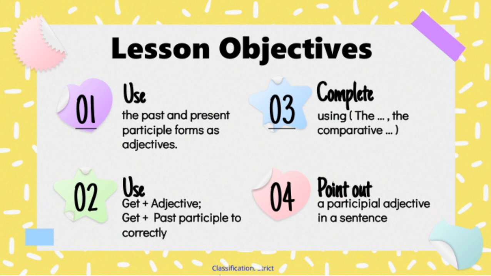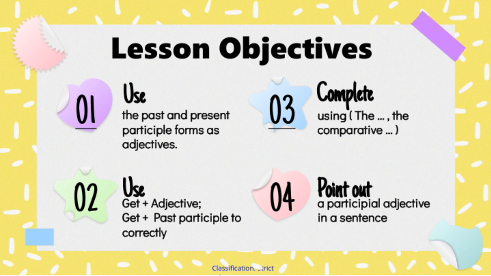Let's take a closer look at how we can identify a participial adjective in a sentence. For example, when we say the boiling water, the word boiling is a participial adjective describing the water. Next, we'll explore how to use the structure, the comparative, to show a relationship between two things. For instance, the harder I work, the better I get. This pattern helps us express comparisons and cause and effect relationships clearly.